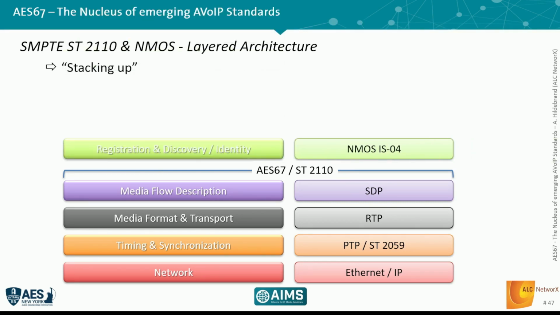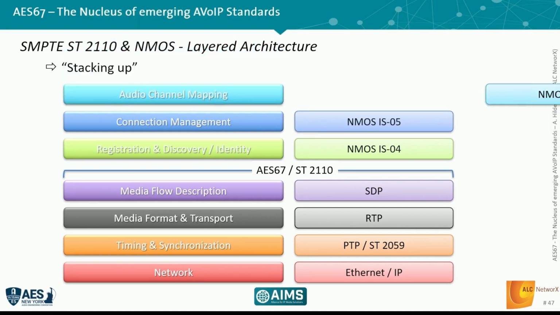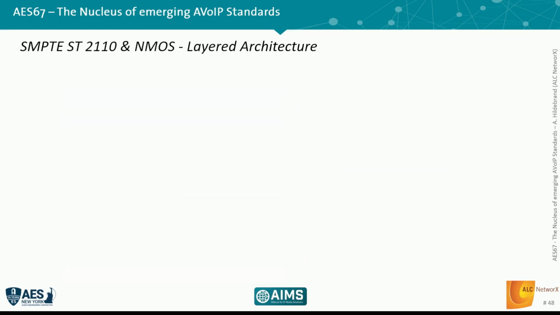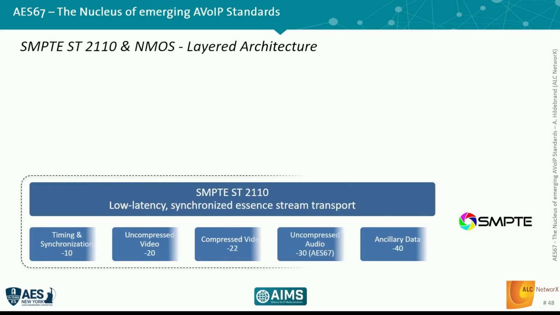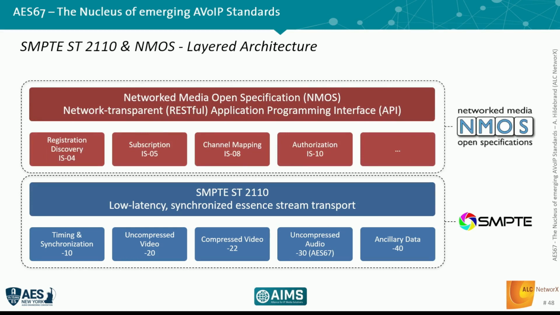and then we have things like registration and discovery, we have connection management, we have audio channel mapping, and much more on top, which are required to build complete systems, and they are defined by the NMOS specifications. So we can say NMOS is building on top of AES67 or 2110 as a layered architecture. So anything which is not defined by AES67 can be defined by an upper layer, and in this case NMOS is serving there pretty well.